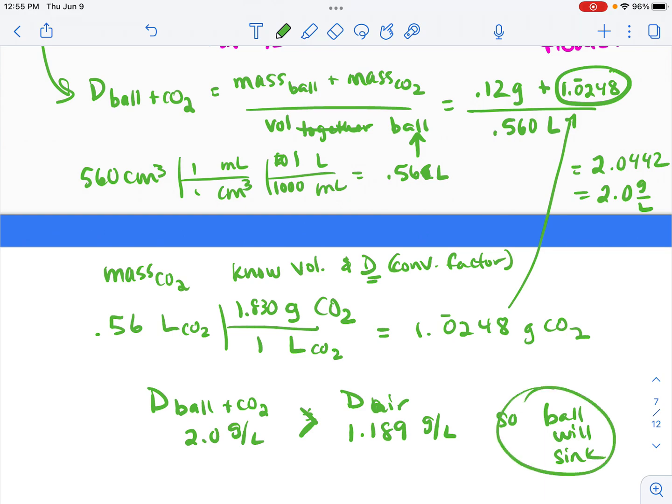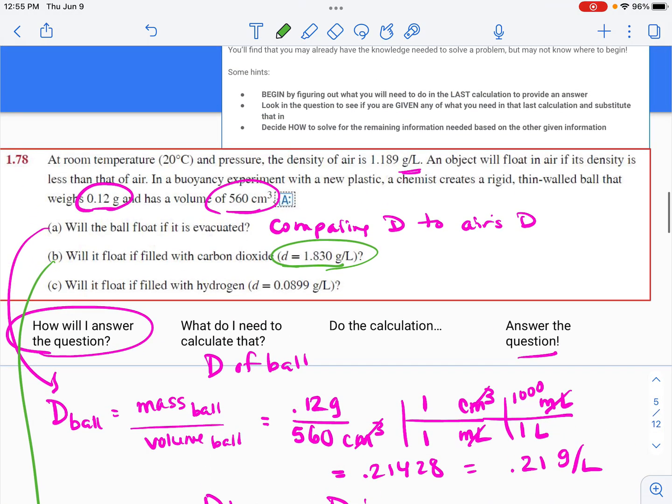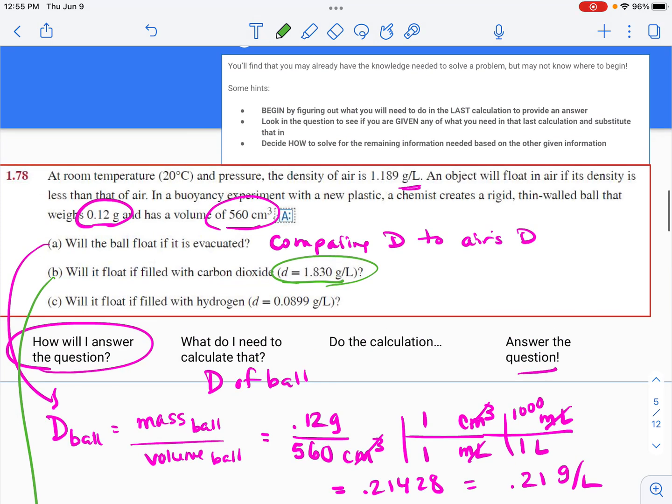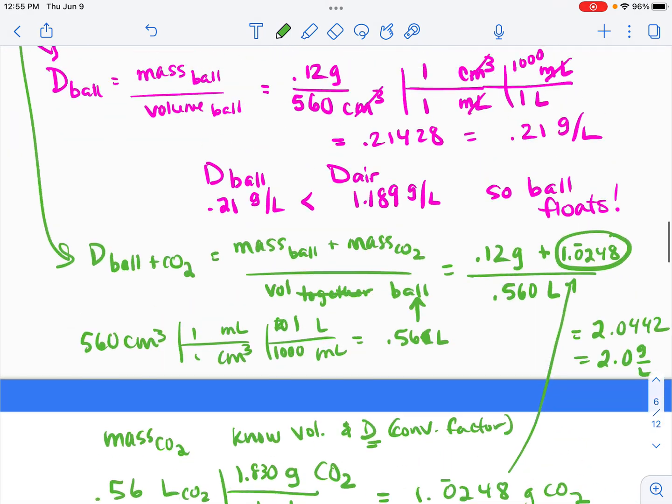Okay? So now here's what I want you to do. Oh, by the way, I want you to think about this. If the carbon dioxide by itself is more dense than the air, then putting it in the ball, it's going to be even more dense than that because it will have the mass of the ball. So we could have technically answered this from here, that CO2 alone, the density is greater than the density of air, and so it sinks, right? But I wanted to show you how to do this so that you could practice it again.